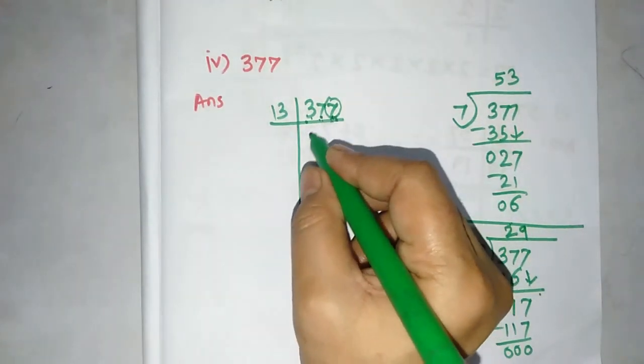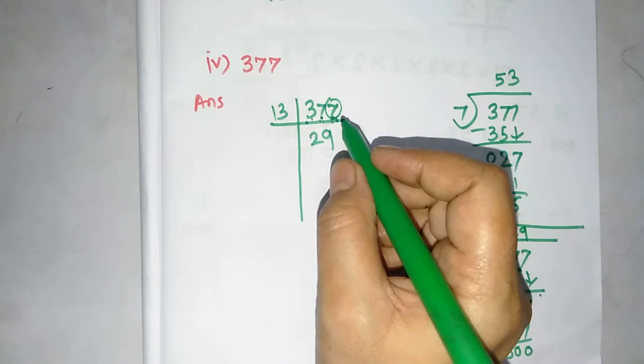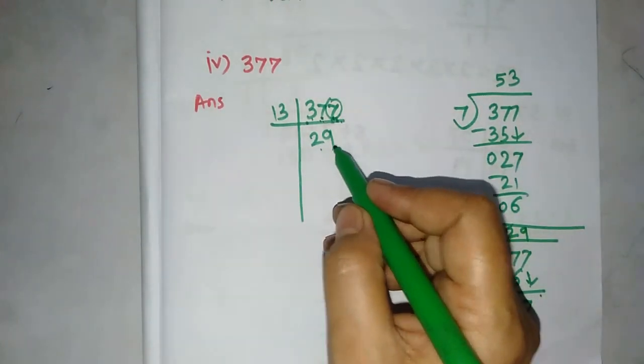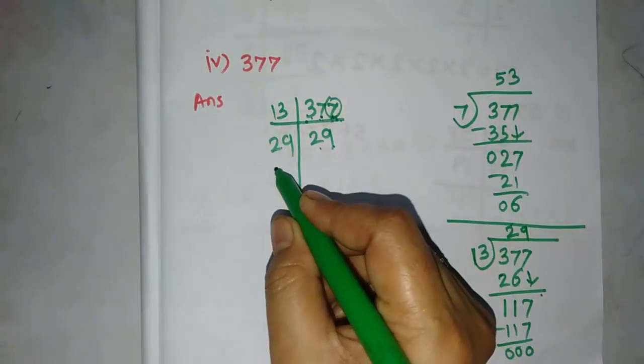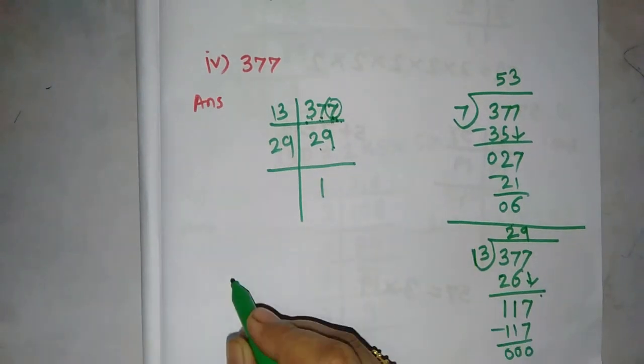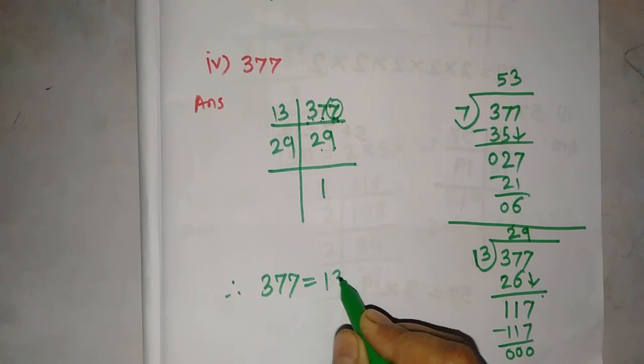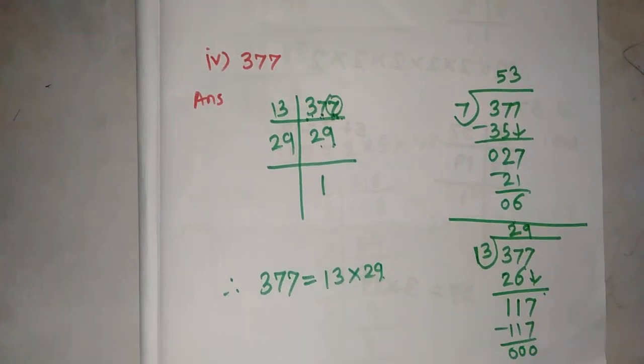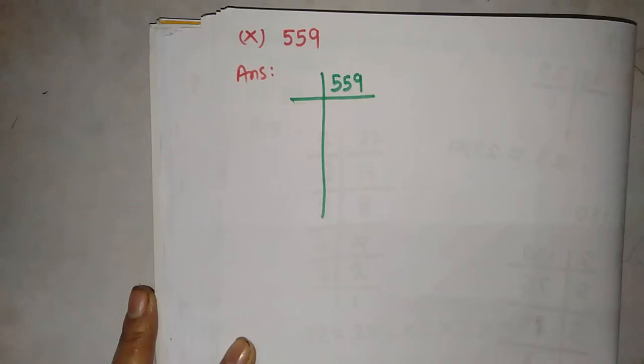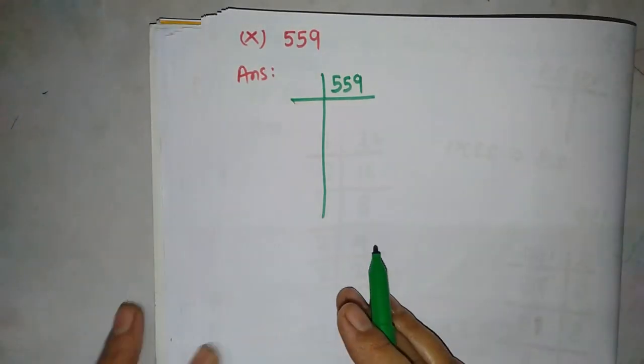So 13 29s are 377, and we know that 29 is a prime number, so divide by itself. So write down the multiplication form. 377 is equal to 13 multiplied by 29. Next is 559.